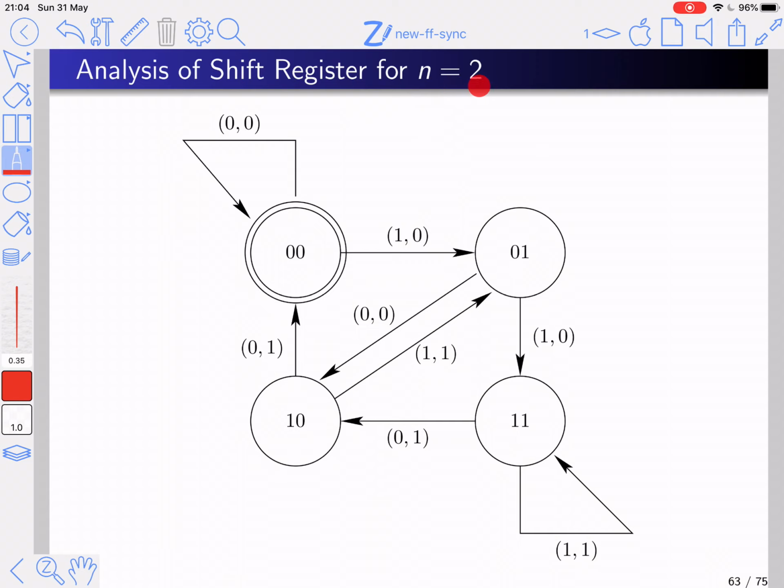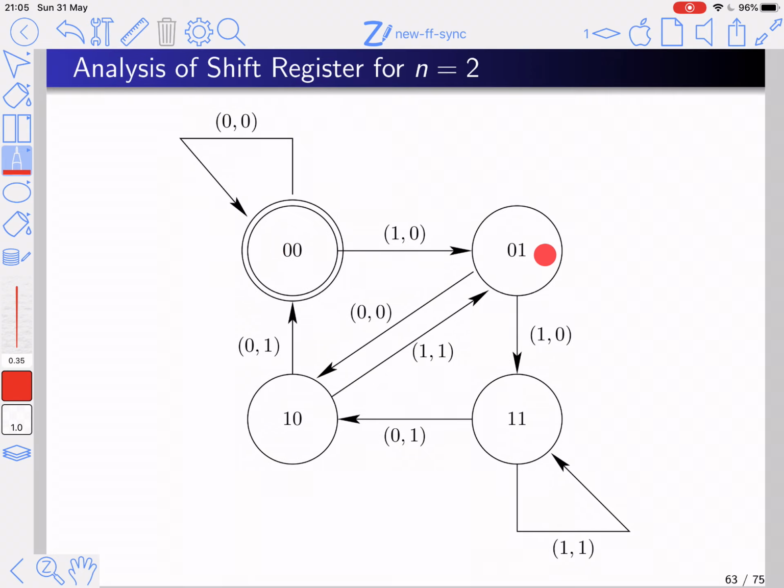Let's perform an analysis for the case that n equals 2. N equals 2, we have two flip-flops. Their outputs are 0,0, 0,1, 1,0, or 1,1. And now, depending on my input, I perform the following transitions. In 0,0, if the input is 0, I stay in the same state, and I output 0. In 0,0, if the input is 1, I output a 0. This would be this 0. And I move to this state because I pushed a 1 from the right.